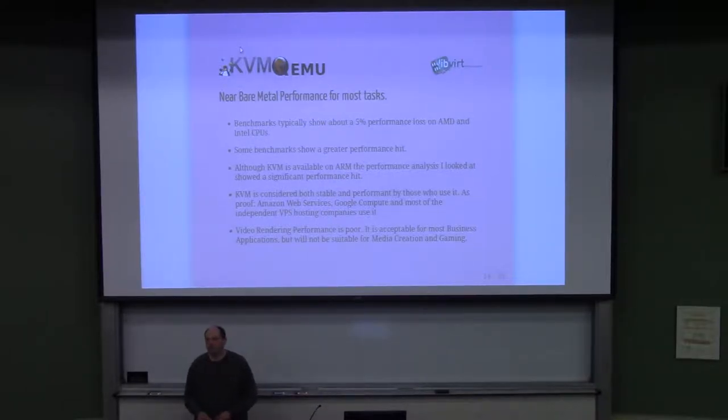The one place where I find performance is not great, and we were discussing this last month, is on video rendering. And if you're doing a business application, it's fine. But if you're doing a multimedia application, like something that's going to render 3D stuff, a game that's depending on hardware acceleration, your video performance is going to blow. And it's just not suitable for that. Possible workaround is there is support for giving KVM direct access to a video card.